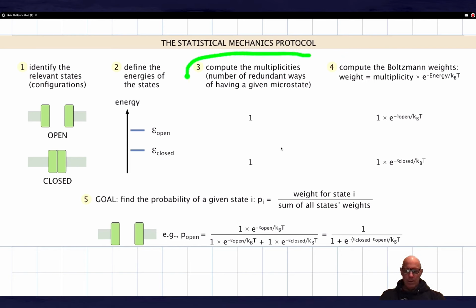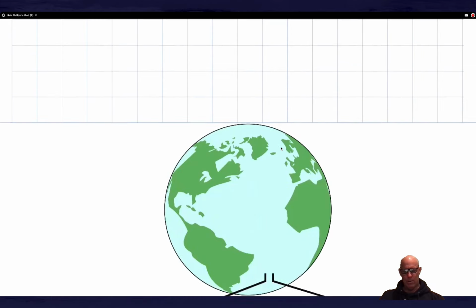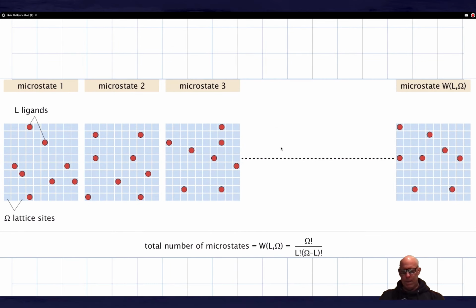Then this is going to seem a little obscure for the moment because it doesn't really apply in the ion channel case particularly, but we compute the multiplicities. What I mean by that is the number of different ways of realizing the particular microstate. And let me just give you an indication of what I mean by that. So here, these are all microstates that have the same energy. There's a certain number of particles. They're in solution. Their energy is the number of ligands times the energy of a single molecule in solution. And each one of these states has the same energy, but there's many different ways of putting my L ligands on my omega lattice sites. That's what I mean by the multiplicity.